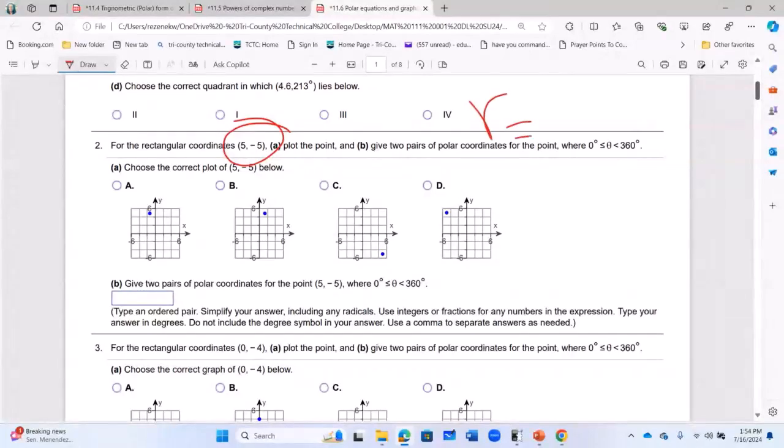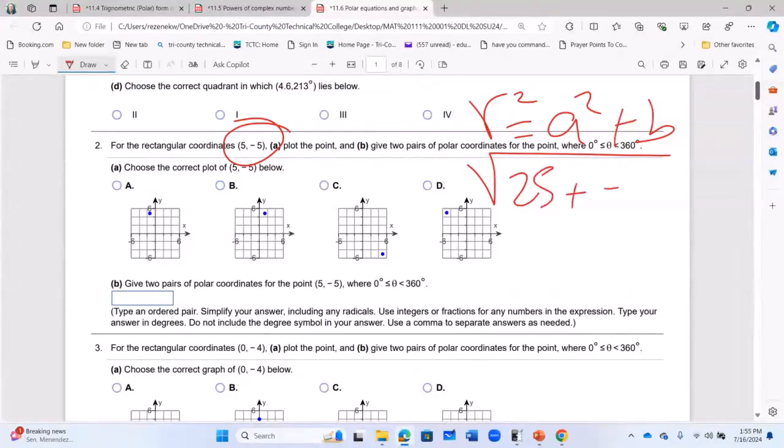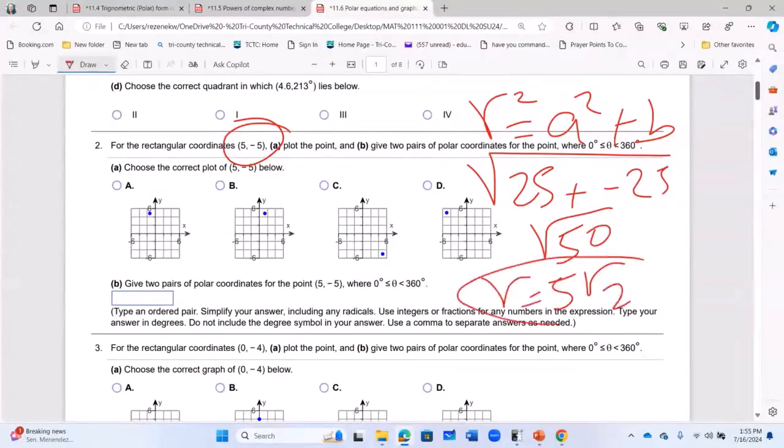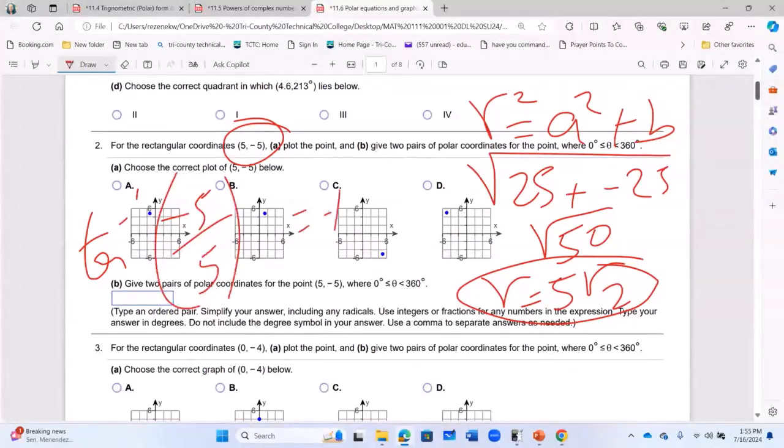R squared is equal to A squared plus B squared. And I can just find R quickly. R is equal to the square root of 5 squared, 25, plus 25, even though it's negative, so the square root of 50. And the square root of 50 is the square root of 2 times 25, so 5 root 2. So R is 5 root 2. Okay, and then we want to find the angle. What is tan inverse of -5 over 5? The tan inverse of -5 over 5 is -1. And that angle is in the fourth quadrant.